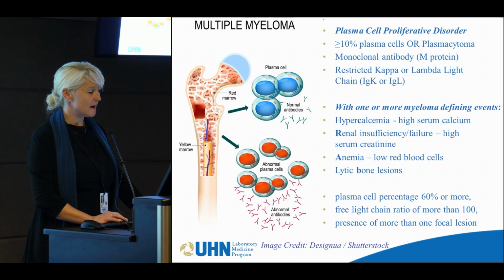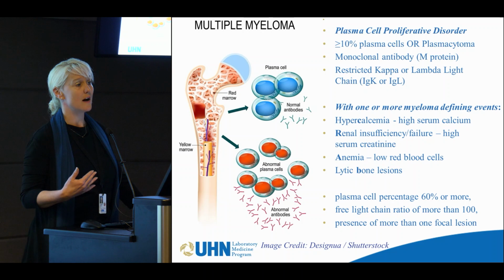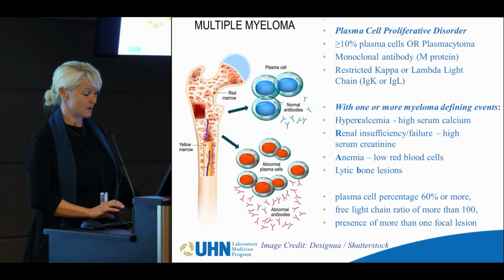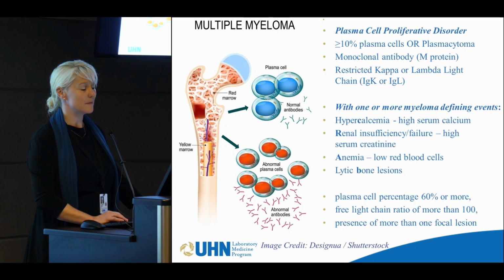Here's just a quick summary, but some of these manifestations, these clinical symptoms, are not always shown until there's a substantial amount of plasma cell growth. So as I discussed before, at least 10% plasma cells are required, with a monoclonal or M protein spike in the patient, and restricted kappa or lambda light chains.